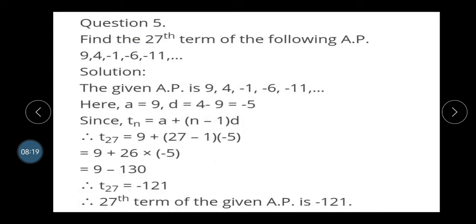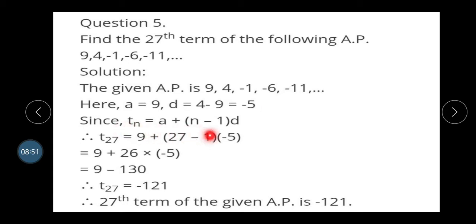Question number 5. Find the 27th term of the following AP: 9, 4, minus 1, minus 6, minus 11. Here the given AP is 9, 4, minus 1, minus 6, minus 11 and so on. Here the first term is 9, so A is 9. The difference between them: 4 minus 9 is minus 5. And when you check for the others also, it becomes minus 5.